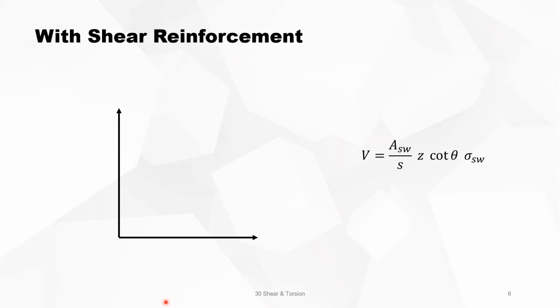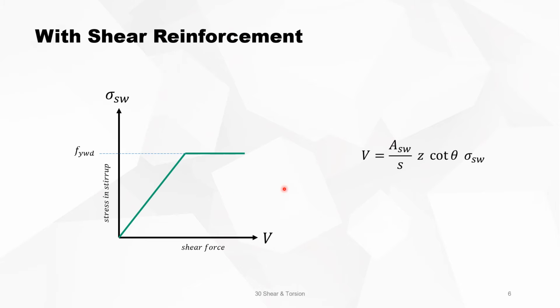Now let's consider this equation that we just found, and on the x-axis we put the shear force, on the y-axis the stress in the stirrups. Now this equation means that if you keep your stirrups or shear reinforcement constant, Z is also constant, cotangent theta is a constant, then there is a linear relationship between V and sigma SW. This relationship ends when sigma SW equals FAWD.